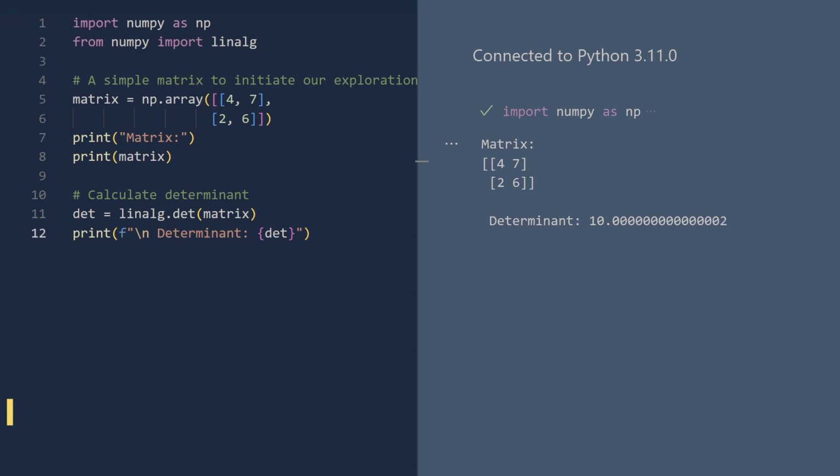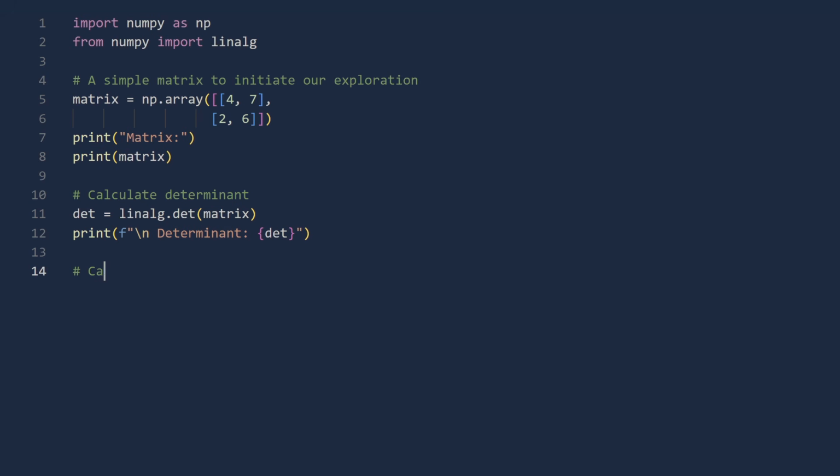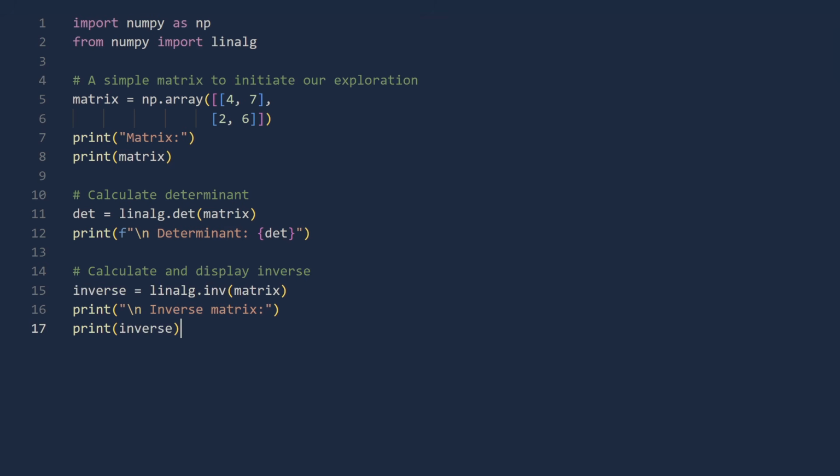Run. A determinant of 10, non-zero, which tells us this matrix is invertible. This property is essential for solving systems of equations and performing matrix transformations. Let us calculate its inverse using NumPy's linear algebra module. Run.